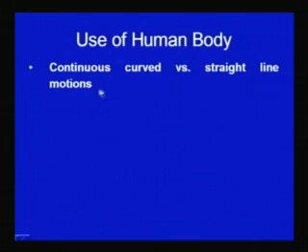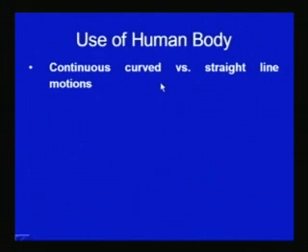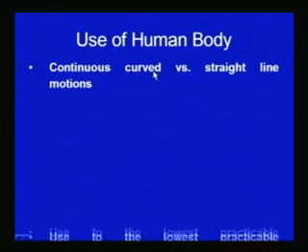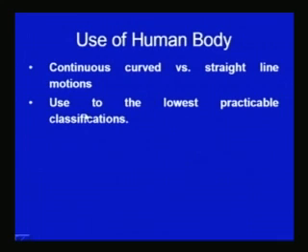The principles related to the use of the human body are, first, continuous curved motions should be preferred over straight line motion, because more focused efforts are required for performing the straight line motion as compared to continuous curved motions. So, as and when it is possible, continuous curved motions should be designed in the work method and included suitably. Second, use the lowest practicable classification of the body parts.